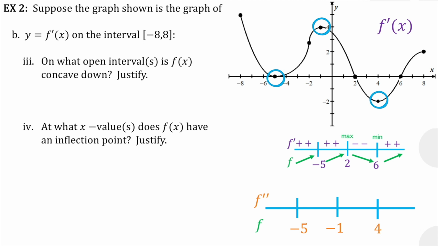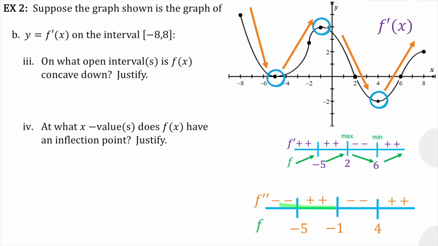Now again, f double prime is the slope of f prime. So up until -5, we have a decreasing slope. So that's a negative f double prime. And then up until -1, we have a positive slope. So that's a positive f double prime. And then it goes down again until 4, so we're negative, and then up again until 8, so we're positive.